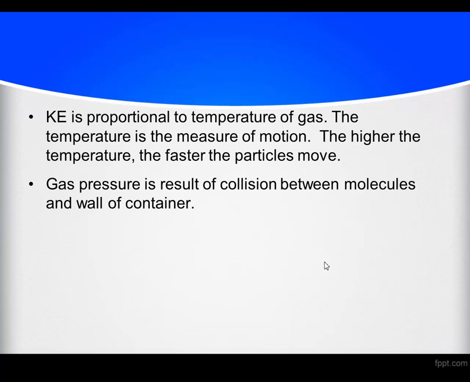And then the second thing that's stated here is gas pressure is a result of collisions between molecules and the wall of a container. So in other words, the pressure that a gas exerts is going to be due to the fact that these molecules inside of the container are slamming into the walls of the container.